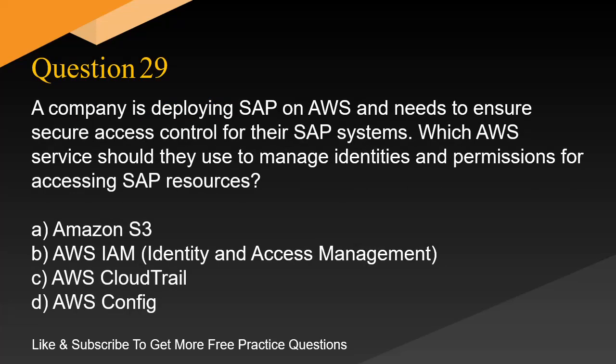Question 29. A company is deploying SAP on AWS and needs to ensure secure access control for their SAP systems. Which AWS service should they use to manage identities and permissions for accessing SAP resources? A. Amazon S3. B. AWS IAM, Identity and Access Management. C. AWS CloudTrail. D. AWS Config.